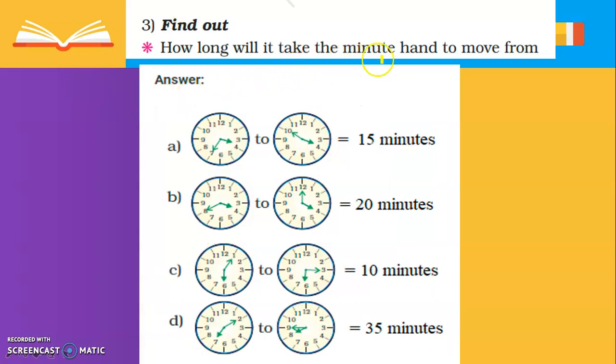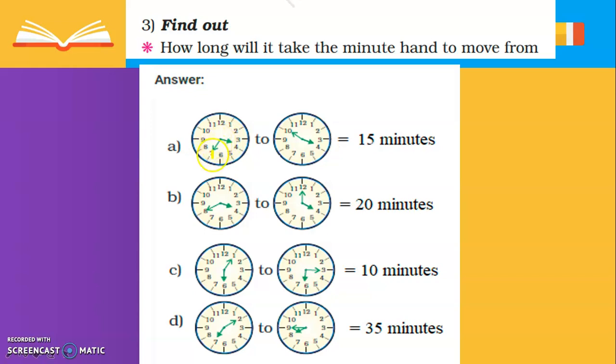Now, how long will it take the minute hand to move from 3:35 till 3:50? Look dear children, in the previous slide I told you that for 3:35 or 3:40, you will not take the hand exactly on 3, you will take it a little below 3. If you observe, you will understand. I want you to observe the clock also for the same reason. So let us start counting.